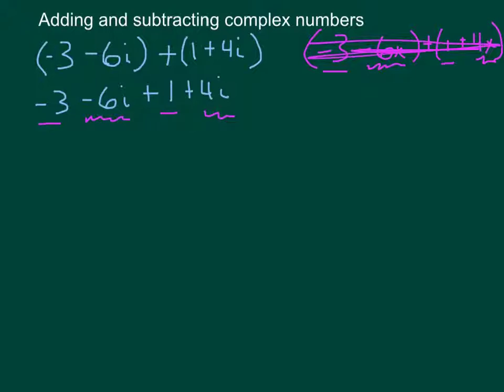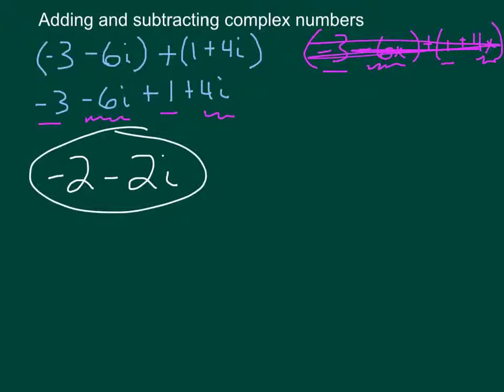So with complex numbers we write the number first, the one without the i. So negative 3 plus 1 would give us a negative 2. And then I go to my i's here. Negative 6i plus 4i would yield me negative 2i. So that's your answer on this one. Negative 2i, or excuse me, negative 2 minus 2i.